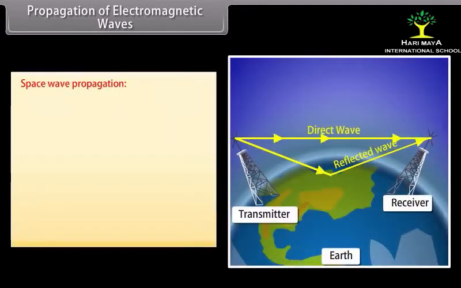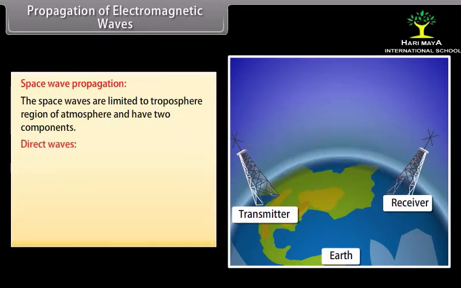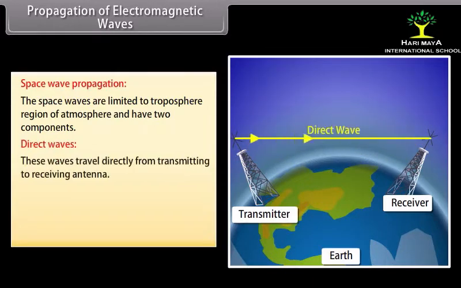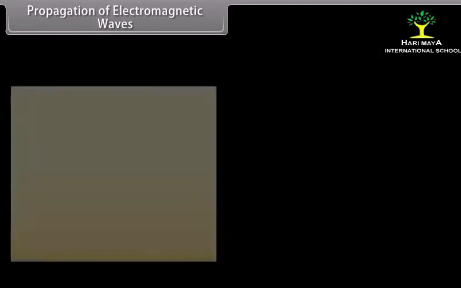Space wave propagation. The space waves are limited to the troposphere region of the atmosphere and have two components. Direct waves: these waves travel directly from the transmitting to the receiving antenna. Reflected waves: these waves travel from the transmitting antenna to Earth and then are reflected to the receiving antenna.